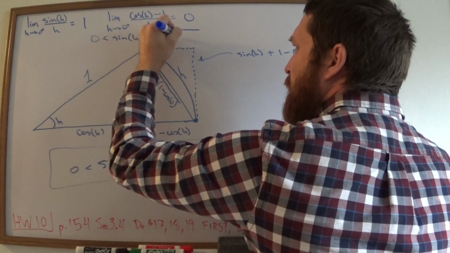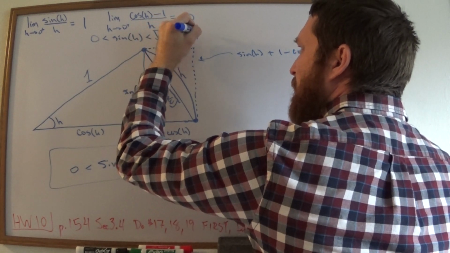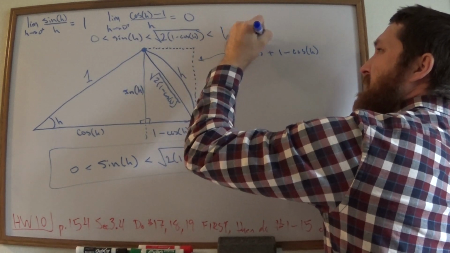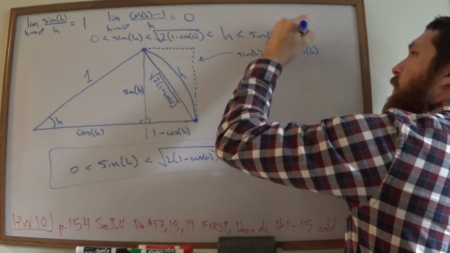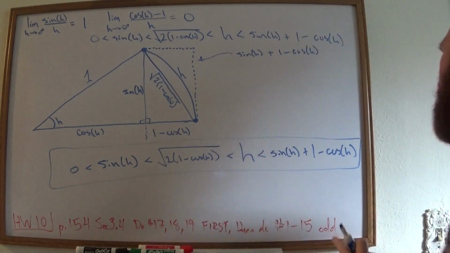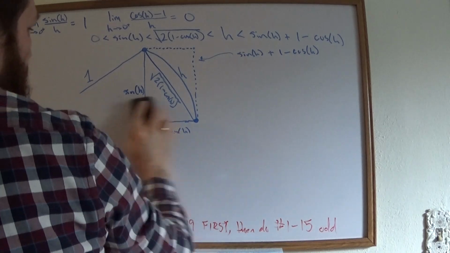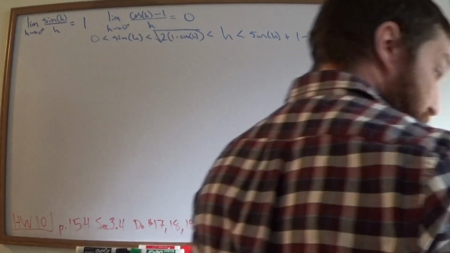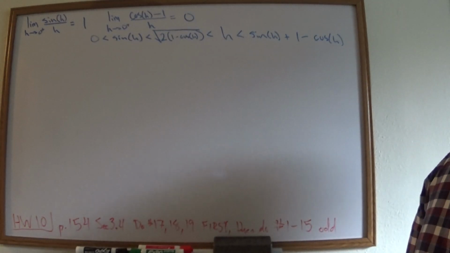So root 2 times 1 minus cosine h is less than h itself, which is less than sine h plus 1 minus cosine h. Okay, everybody buy that? Yeah. Okay, cool. That's what we need to actually prove this. Now, let's see if I've missed anything here. Did I miss anything? Nope.